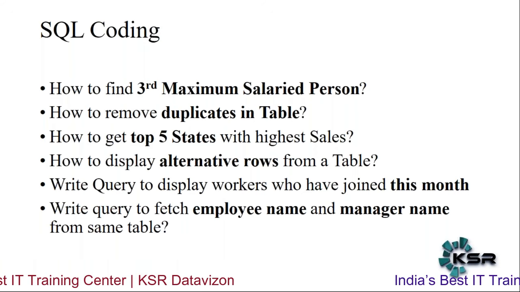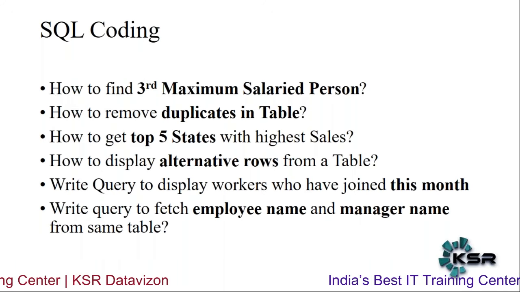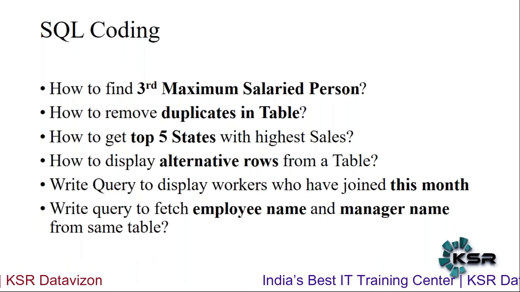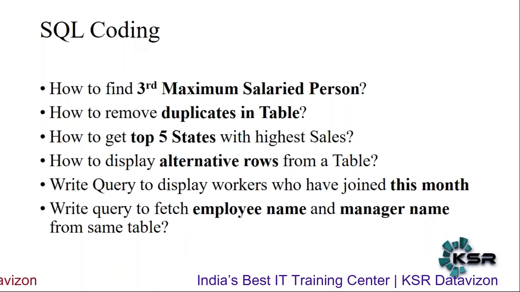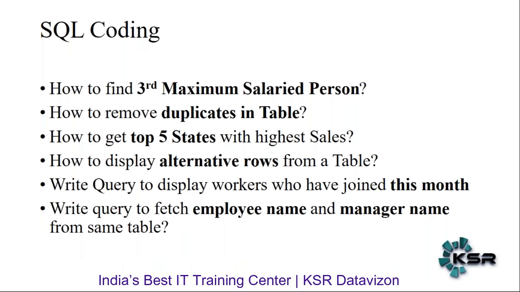That is possible. Now coming to display alternative rows. Nowadays they're asking this tricky question. It's very simple. You take any ID column and apply modulus. When you apply modulus, if it is equal to 0, it's an even number. If it's not equal to 0, it's an odd number. Alternative records, you can achieve it. This is very simple.